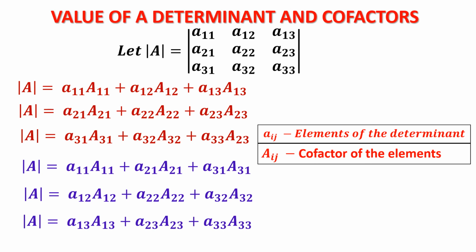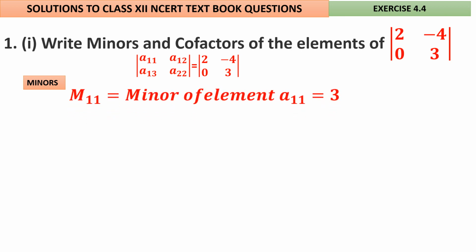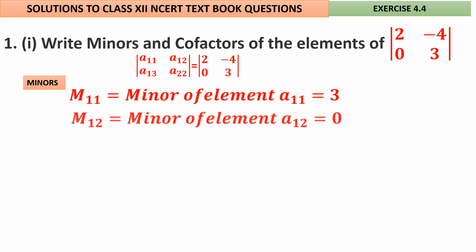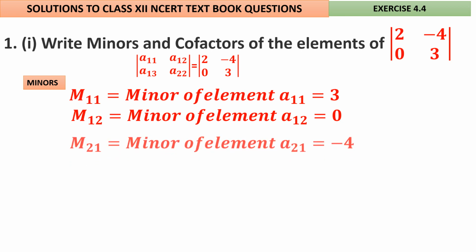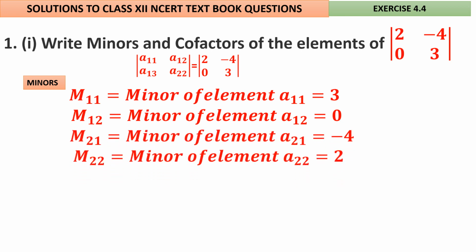Let us try to do exercise 4.4, a very small exercise. Write the minors and cofactors of the elements of a 2 cross 2 determinant. You know how to do it. Very simple. The minor M11 is obtained by removing the first row and the first column. You will get 3. Then the minor of the element A12 will be 0. The minor of the element A21 will be minus 4. M22, the minor of the element A22, will be 2. I think you know how to get it.